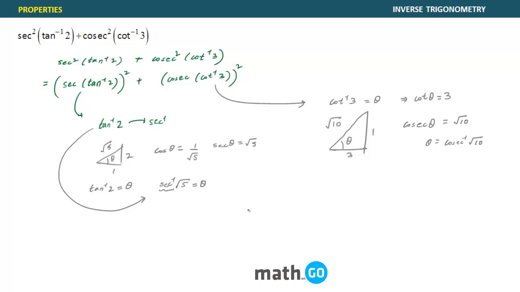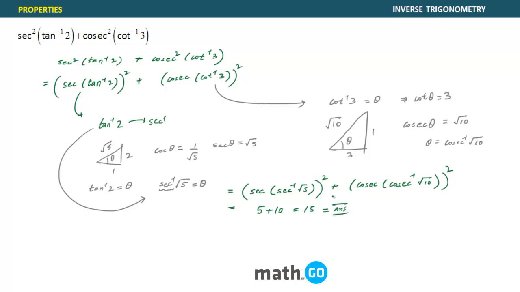So if you were to find the answer, it would be something like secant of secant inverse root 5, whole square, then cosecant of cosecant inverse root 10, whole square. This is what you will have, and this is nothing but 5 and this is nothing but 10. The answer that we will get is 15. This is the answer that you will mark in the paper.